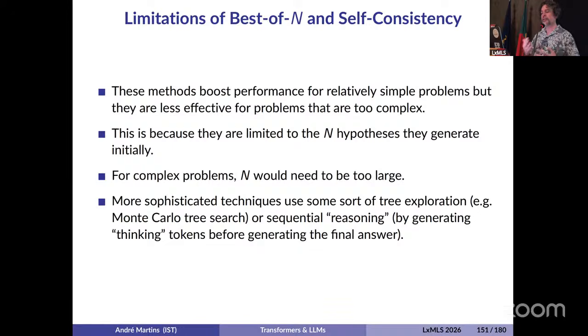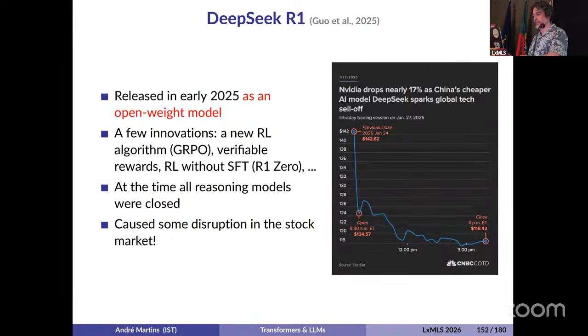There are more sophisticated techniques. Iterative refinement could be one example, but others also do some kind of tree exploration, like Monte Carlo tree search, or sequential reasoning, which is what I'm going to talk about next, that are more effective than best of n. But best of n is a very good baseline. That works surprisingly well in many tasks.